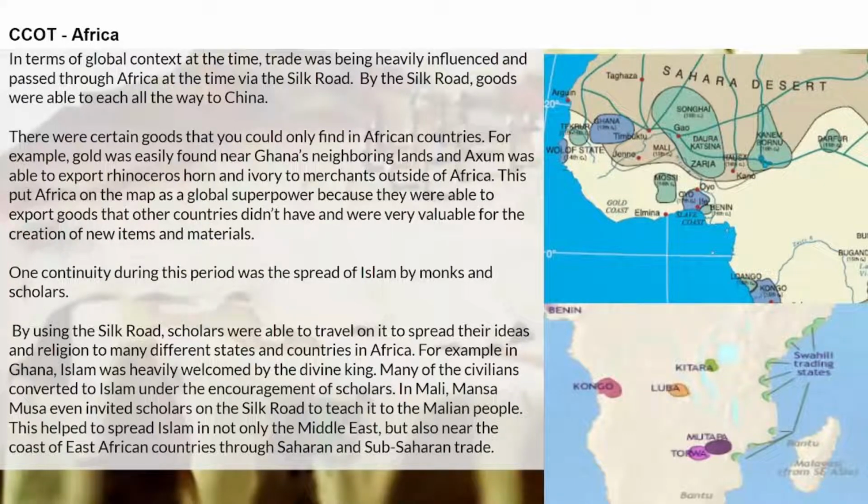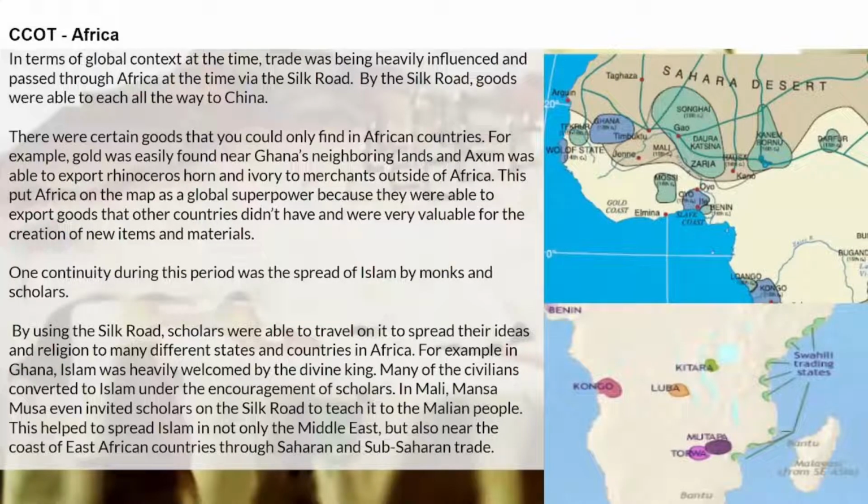And then an example of ideas being spread by the Silk Road would be the spread of Islam. Starting in 641 CE, they came via the Silk Road down to East Africa and were able to conquer that place and eventually help convert them to Muslims, and eventually that did spread all around Africa.